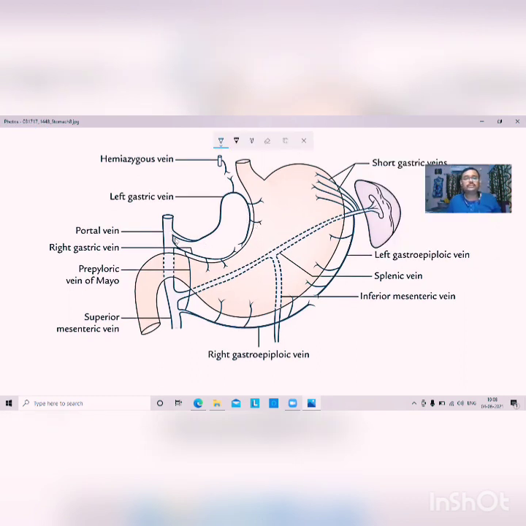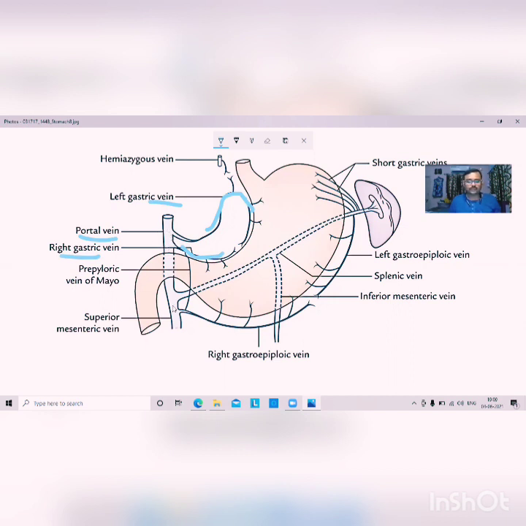Now, the major venous drainage is this vein that is called the portal vein. Now, this portal vein, the left gastric vein and the right gastric vein, both drain directly into the portal vein.